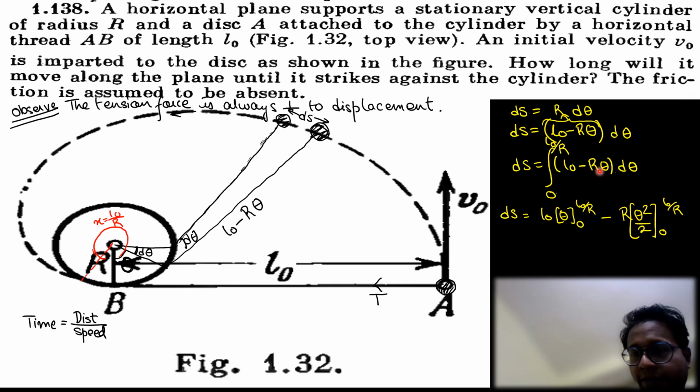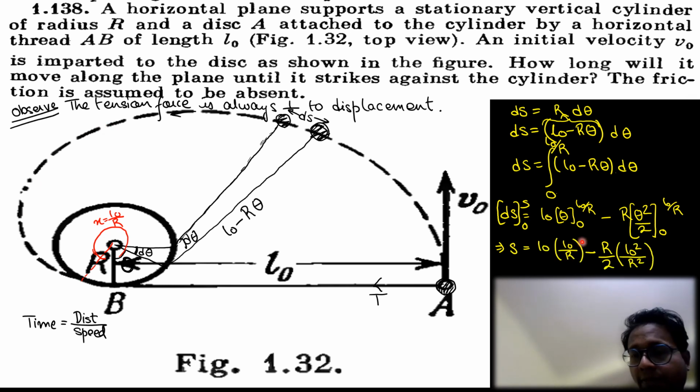If I integrate this function out here, it is nothing but L naught into theta minus r theta square by 2. Okay, r theta d theta is nothing but r theta square by 2. The limits are 0 to L naught by r, and out here the limits would be 0 to s, where s is the entire length of this path. Okay, because I've integrated for this elemental ds throughout this path.